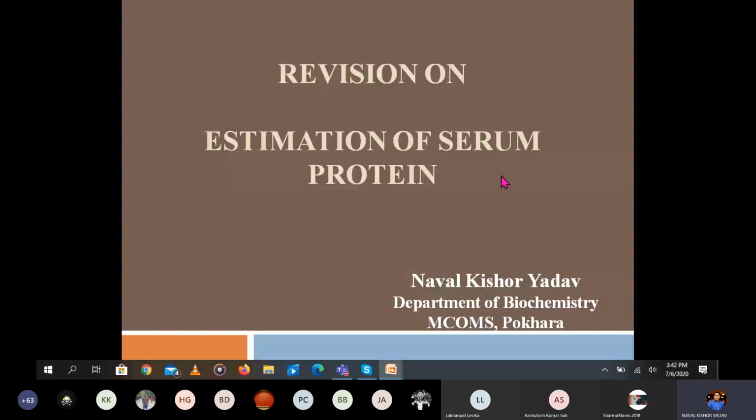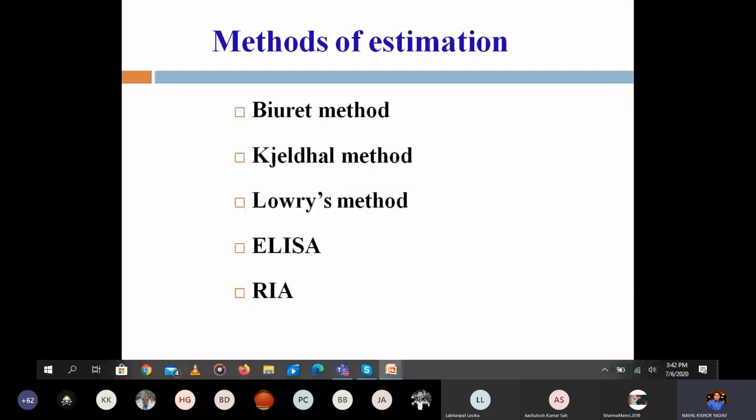Okay, so today we'll discuss serum total protein estimation, how you can estimate it. These are the different methods: Biuret methods, which is very common and which you have also used in the laboratory, Kjeldahl methods, Lowry methods, ELISA and RIA. ELISA and RIA are more specific, but commonly they are not used. The most commonly used is the Biuret method, for practical purposes and even in the clinical laboratory.